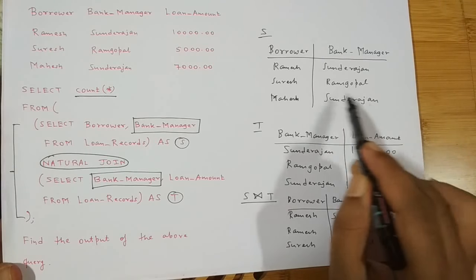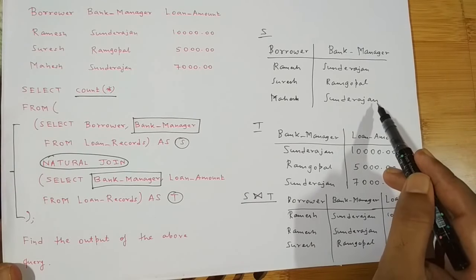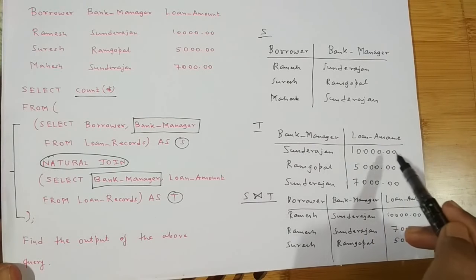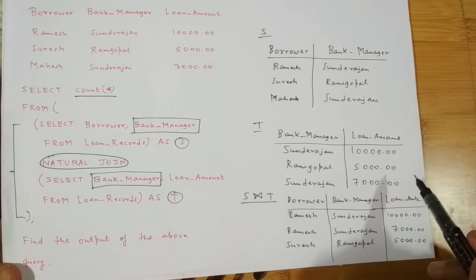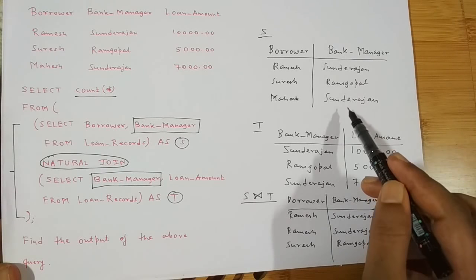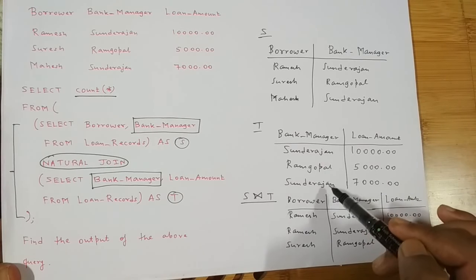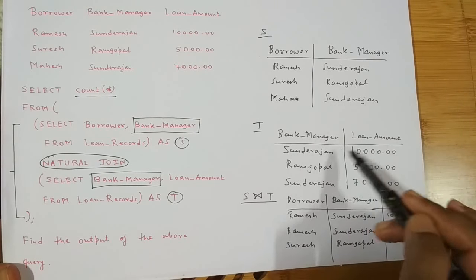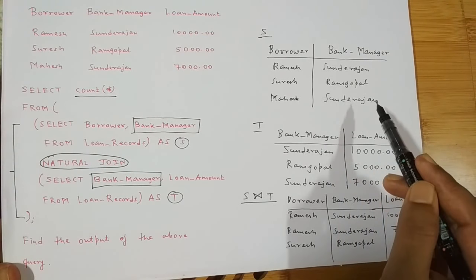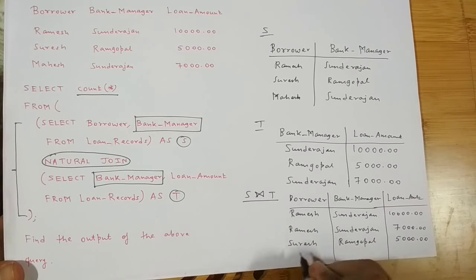Now, what about the third row? This third row, Mahesh, Sundarajan, will match with the first row. And it will also match with the third row, right? Yes. So we have this third row matching with the first row as well as with the third row. So we'll get 2 more tuples, right? So we'll get Mahesh, Sundarajan, 10,000, and Mahesh, Sundarajan, 7,000. So we'll get 2 more rows.